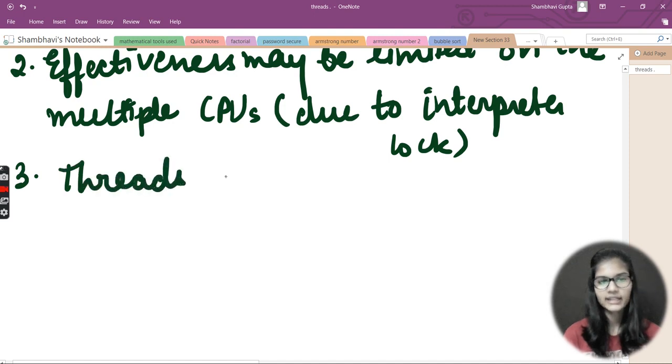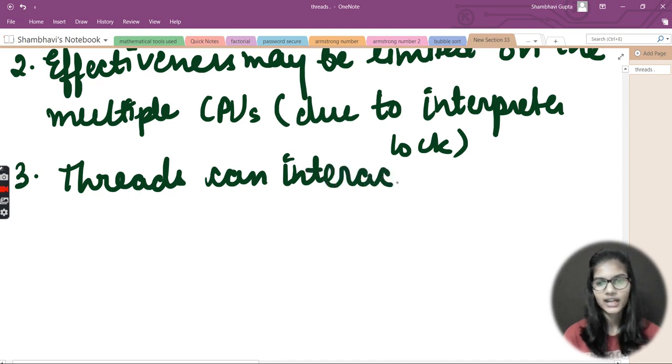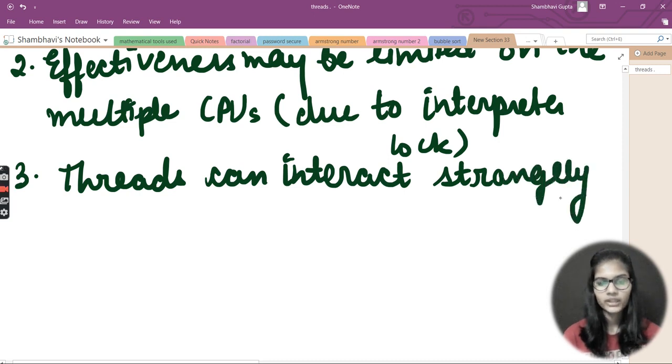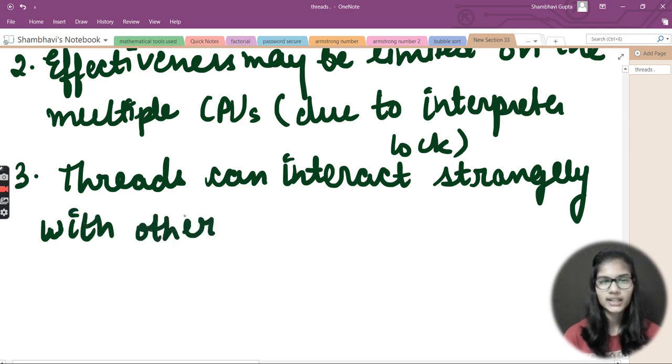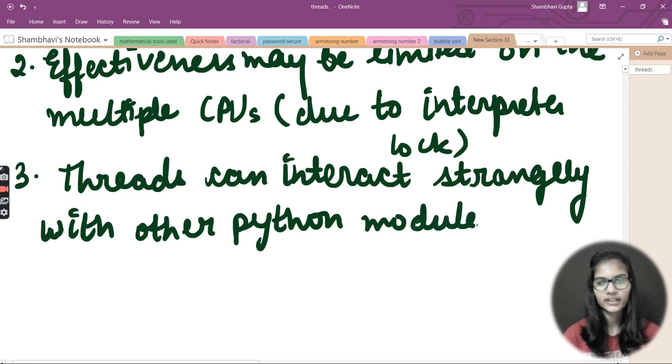Next, I'm writing that threads can interact strangely with other Python modules. Okay, so threads can interact strangely with other Python modules. Right, so that is basically the whole thing about threads.